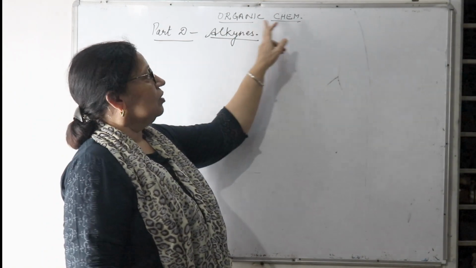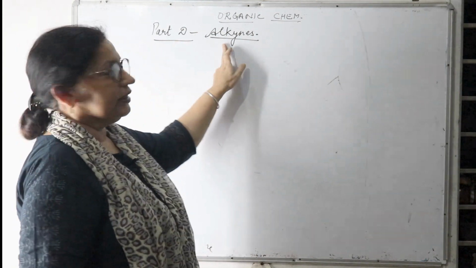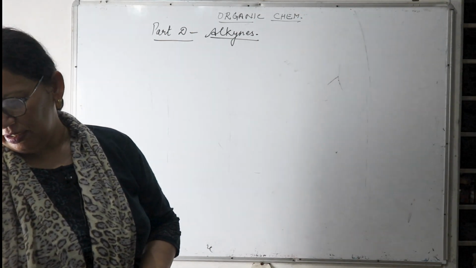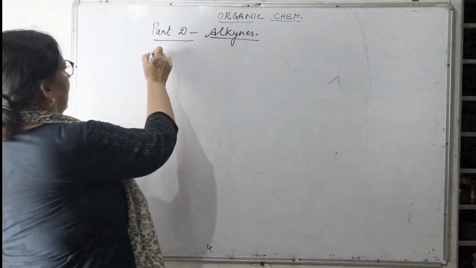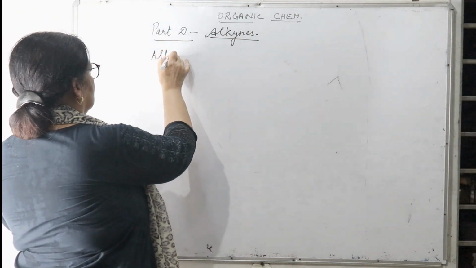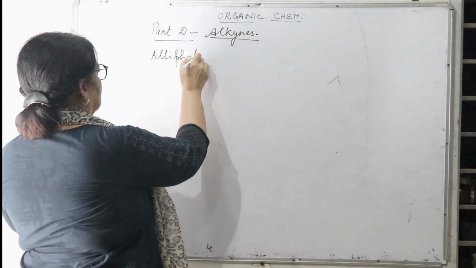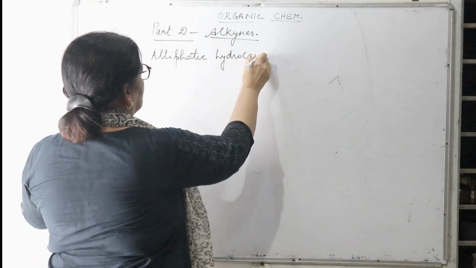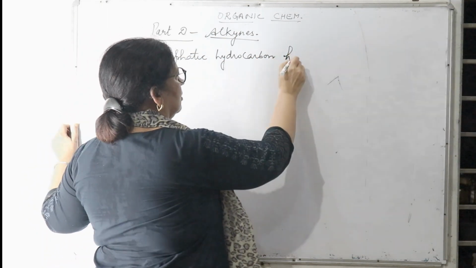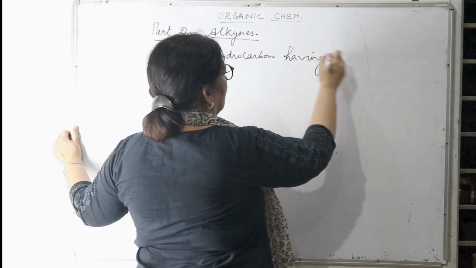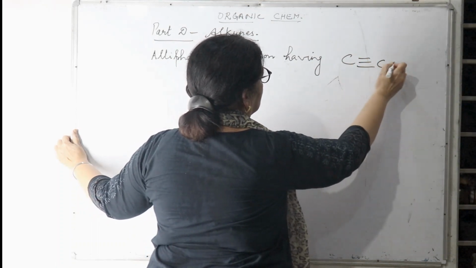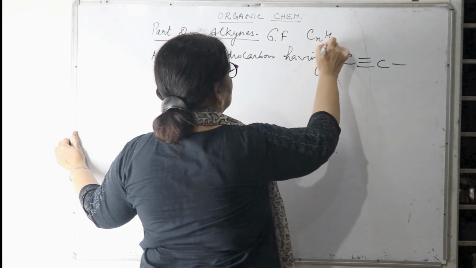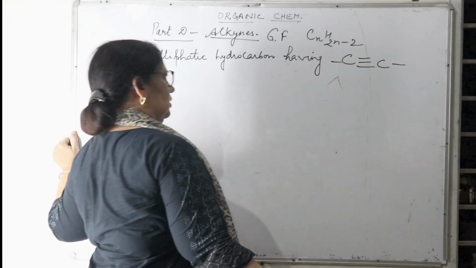Let us continue with organic chemistry, the D part, that is alkynes. What are alkynes? They are aliphatic hydrocarbons having a carbon-carbon triple bond. General formula CnH2n-2.